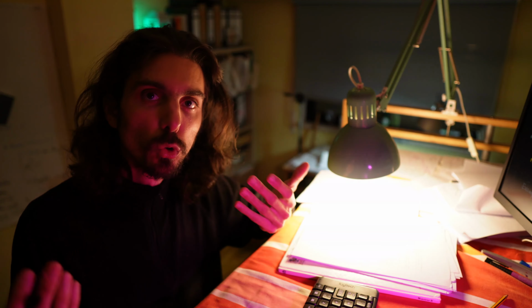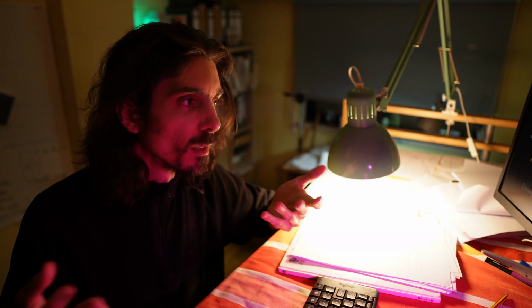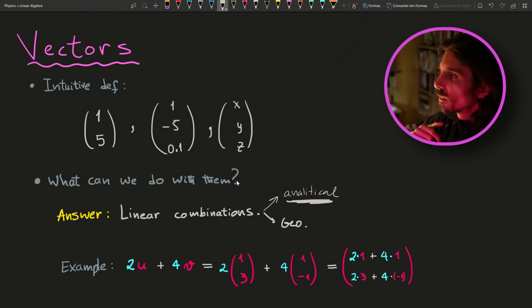How do we do this calculation by hand, meaning analytically? Well, first we write u and v, as you see here. Second, we multiply each entry by the number. So 2 times the vector u is 2, 6. 4 times the vector v is 4, minus 4. You just multiply each entry by the number. And then you sum entry-wise.